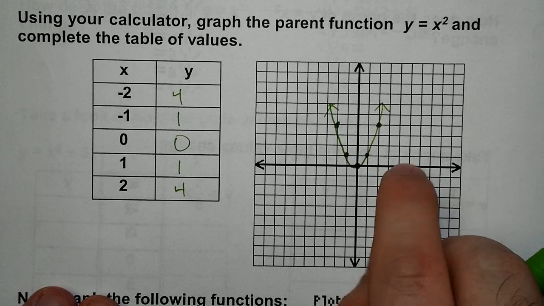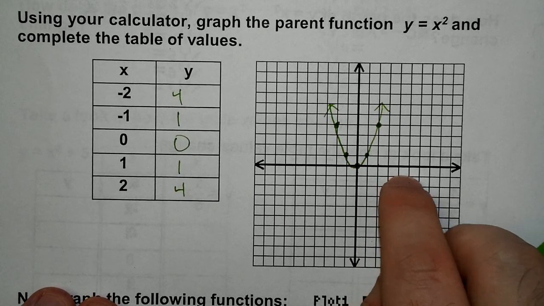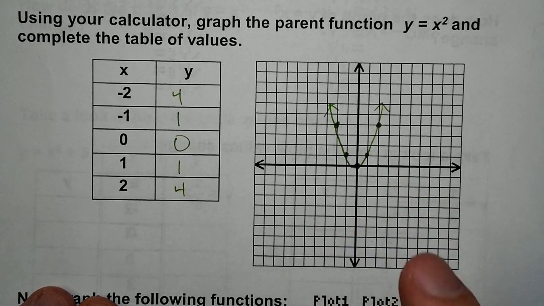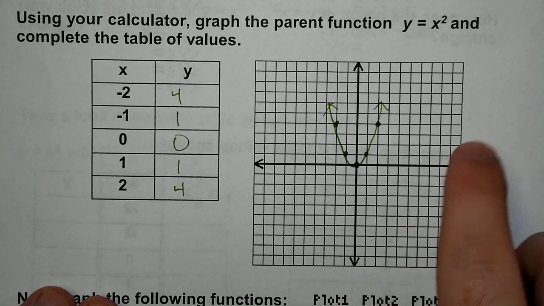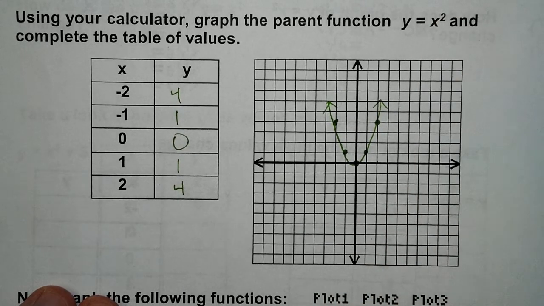So this is the parent function. They call it the parent function because there's been nothing added, subtracted, nothing changed to it. It's just our x squared. This is our base quadratic.